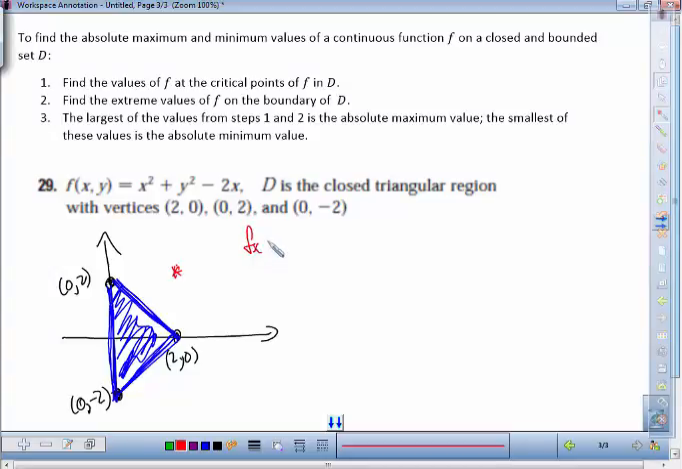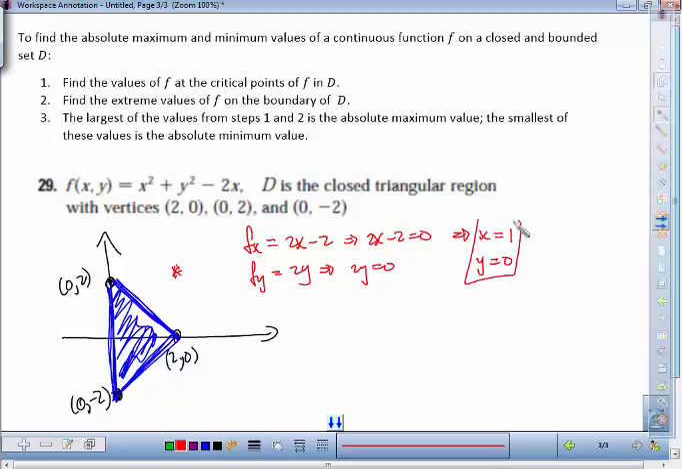So fx is equal to 2x minus 2. We'll set that equal to 0. 2x minus 2 equals 0. And what do we get? x equals 1. Yeah? x equals 1. And then fy is equal to 2y. And then we'll set that equal to 0. And then we got y is equal to 0.